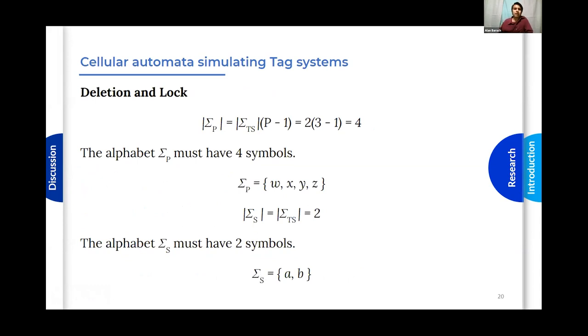For now, to know which symbols these last three alphabets will have, we can use a heuristic to know this number of symbols. In this case, for the deletion alphabet, we have four symbols, because we necessarily have to use two symbols for 1 and two symbols for 0. And for this deletion, we have two more symbols that we will use to send a signal to the end of the string. And these two symbols will be the alphabet S, A for 0 and B for 1.